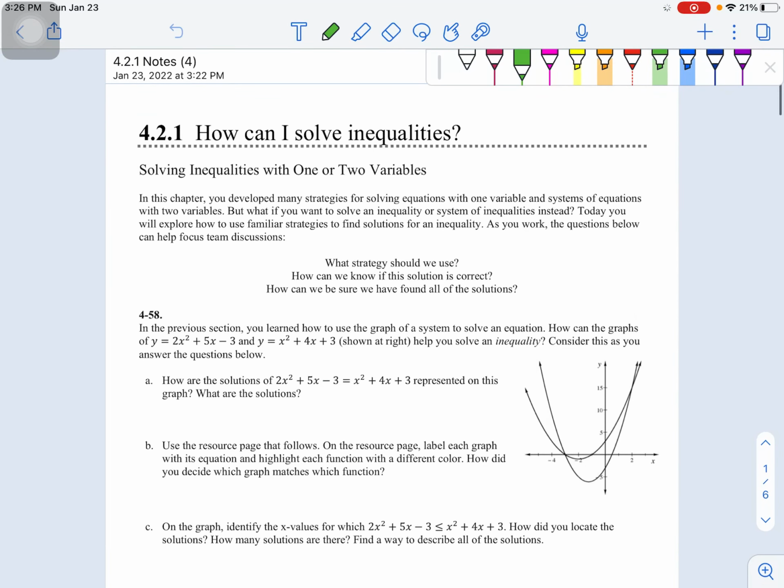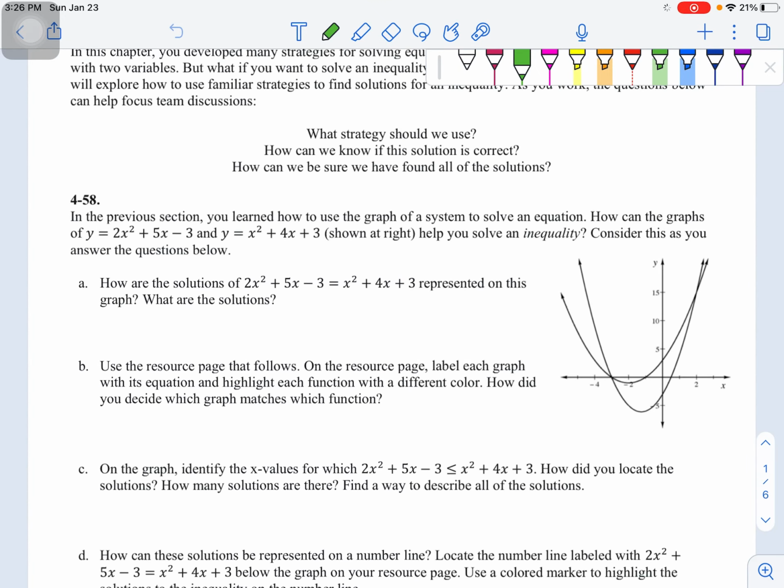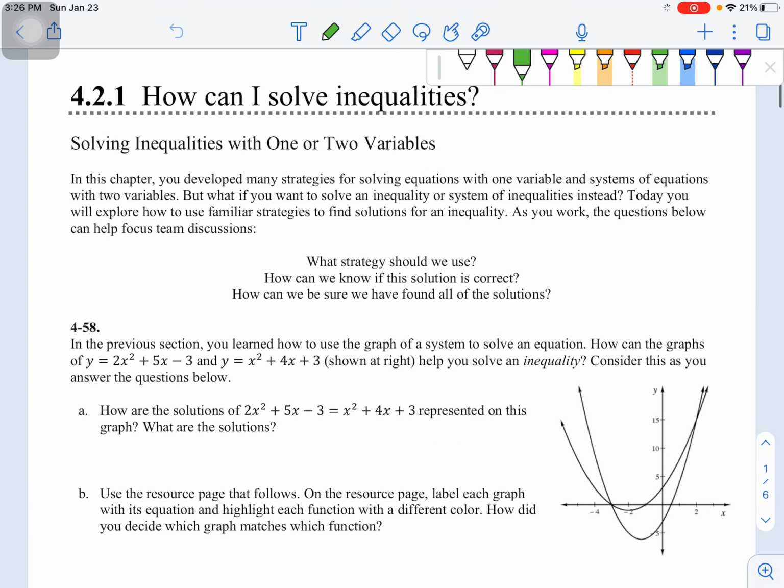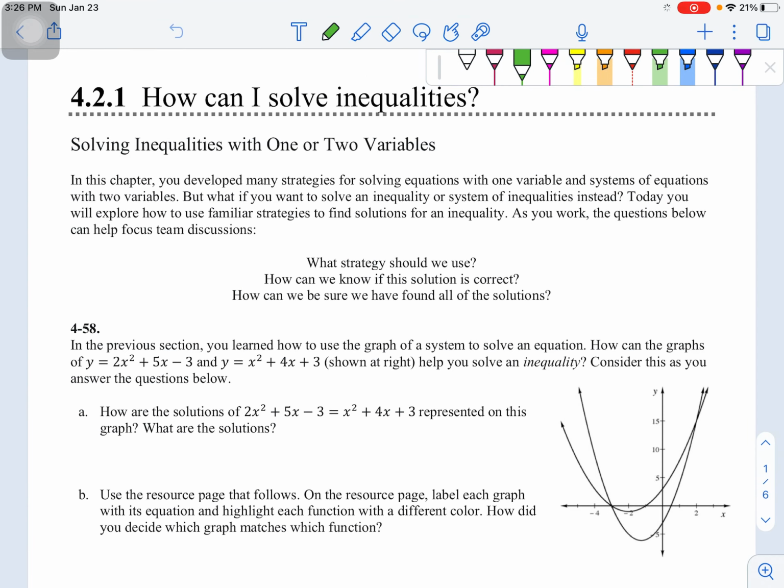Okay, so this is 4.2.1, day 1. We're going to do numbers 4-58 and 4-59. So we're kind of doing the same thing, except we are now solving inequalities as opposed to equations. So what's an inequality? What's an equation?